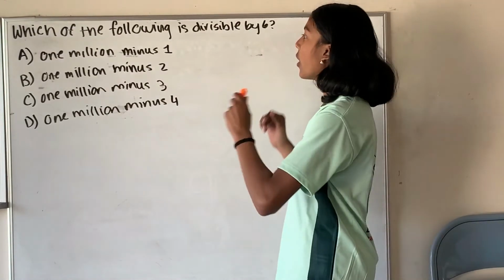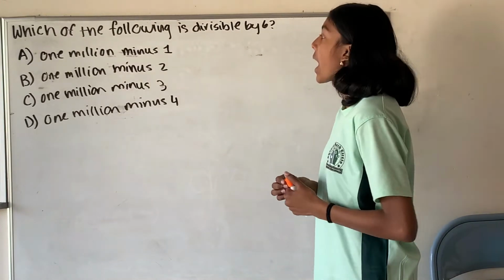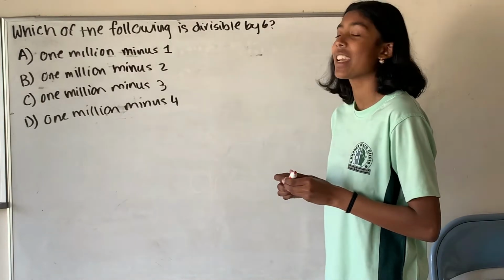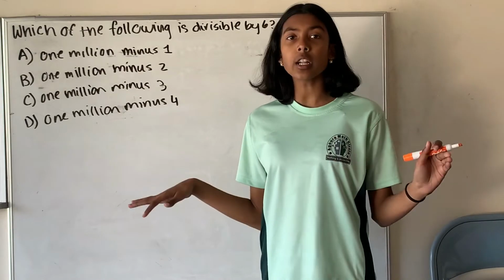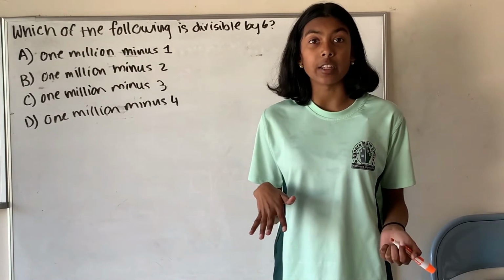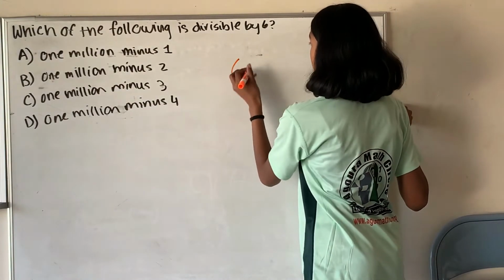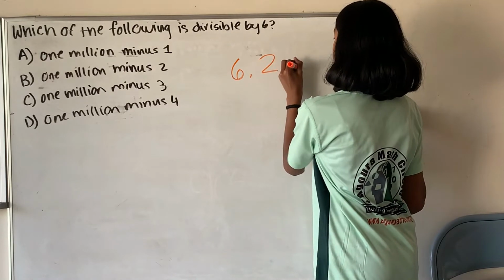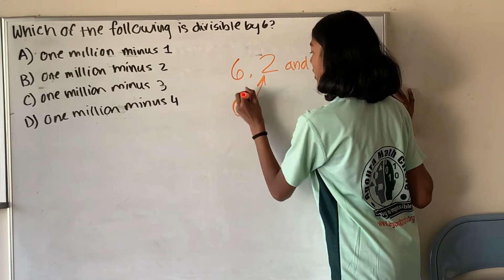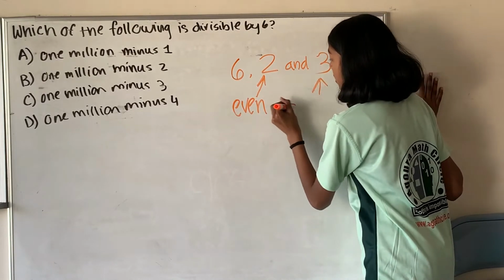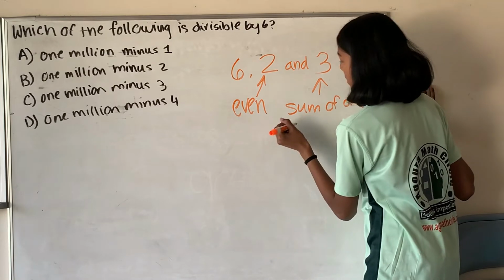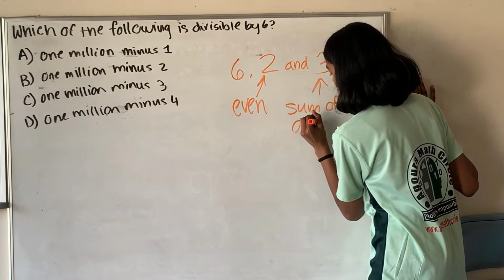Our second problem is the following. Which of the following is divisible by 6? A, 1 million minus 1, B, 1 million minus 2, C, 1 million minus 3, and D, 1 million minus 4. So we're going to think back to the last video on senior intermediate where we went over our divisibility rules. For 6, it has to be divisible by 2 and 3. For a number to be divisible by 2, it has to be even. For a number to be divisible by 3, the sum of digits has to be divisible by 3.